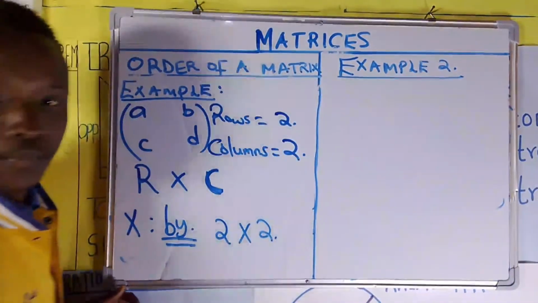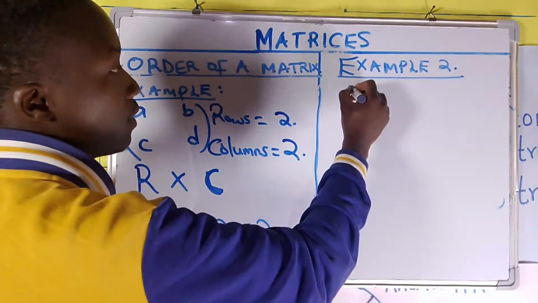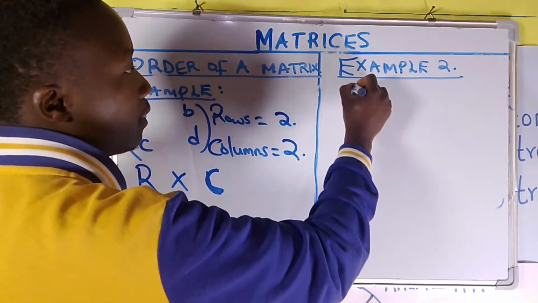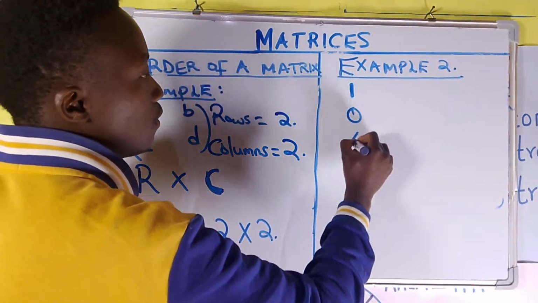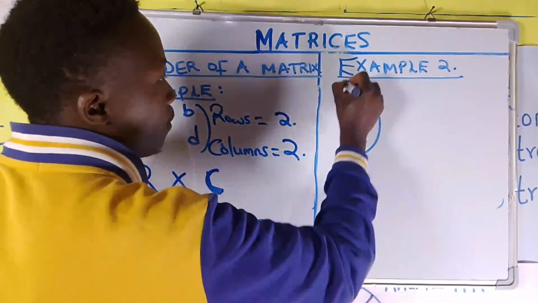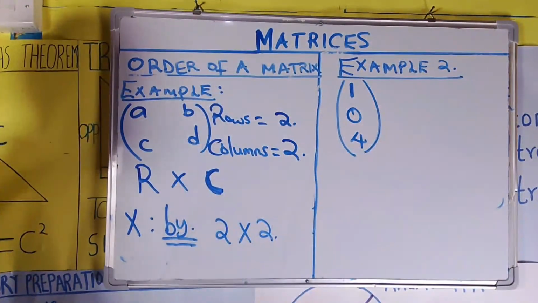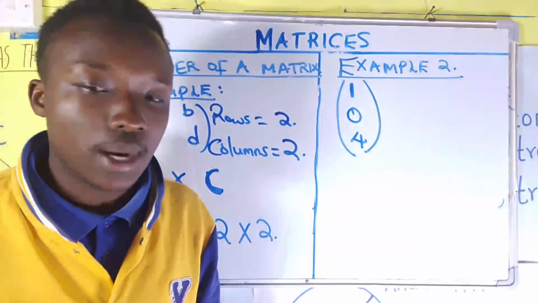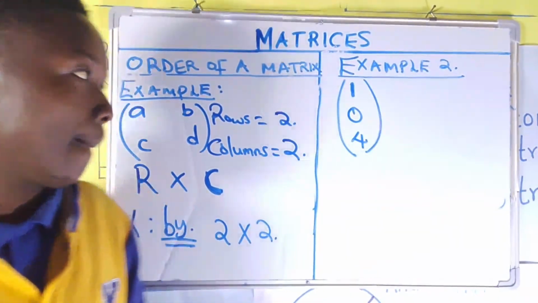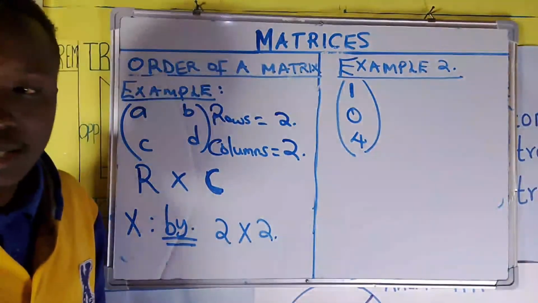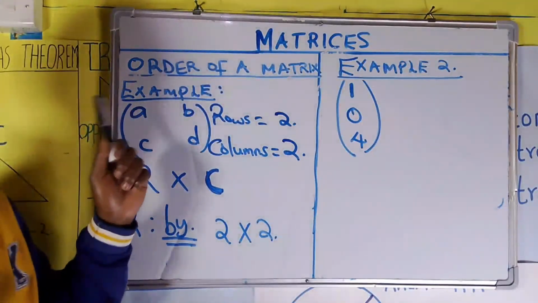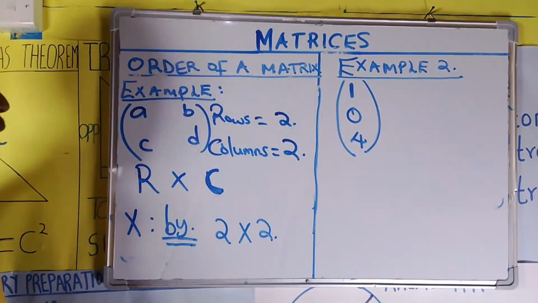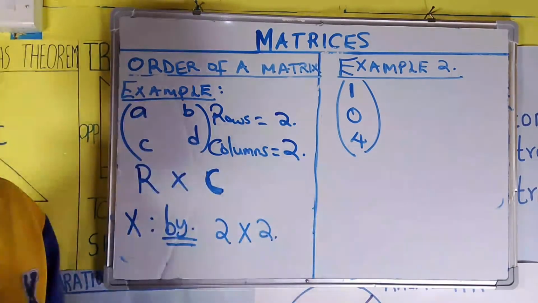Example 2, we have a matrix 1, 0, 4. In our matrix 1, 0, 4, we want to find the order of that matrix. Remember, our first subtopic is order of a matrix.